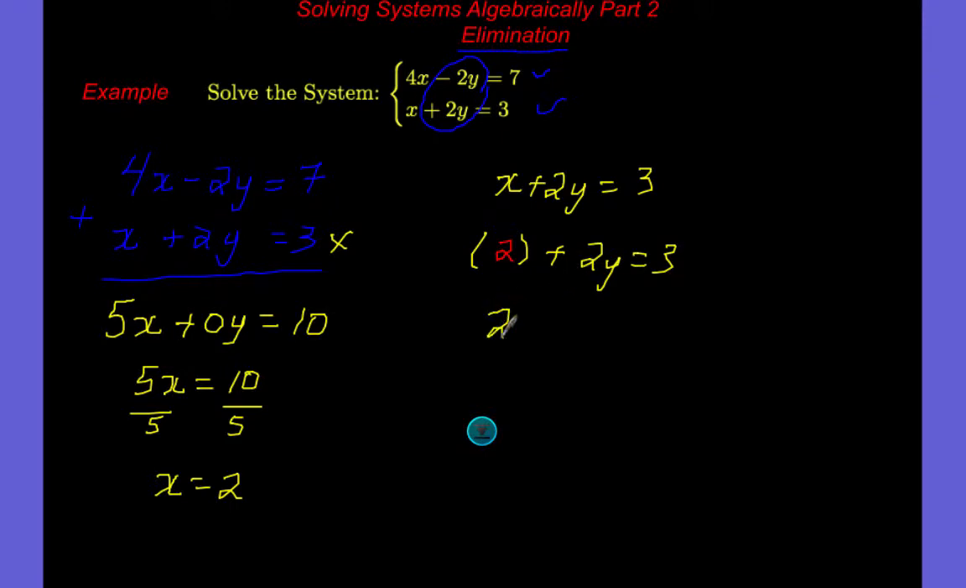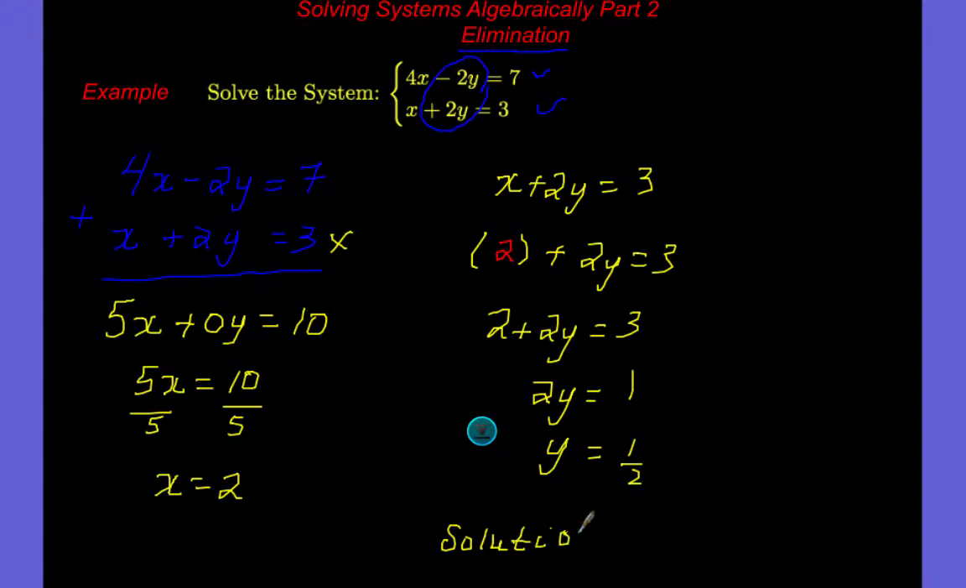And then I get 2 plus 2y equals 3. That means 2y equals 1 after we subtract 2 from both sides. So y equals 1/2. And so the solution is simply 2 comma 1/2. So we might have been able to get that graphing. We probably could have. It's not too bad with the ordered pairs, but it was just easier to use elimination.